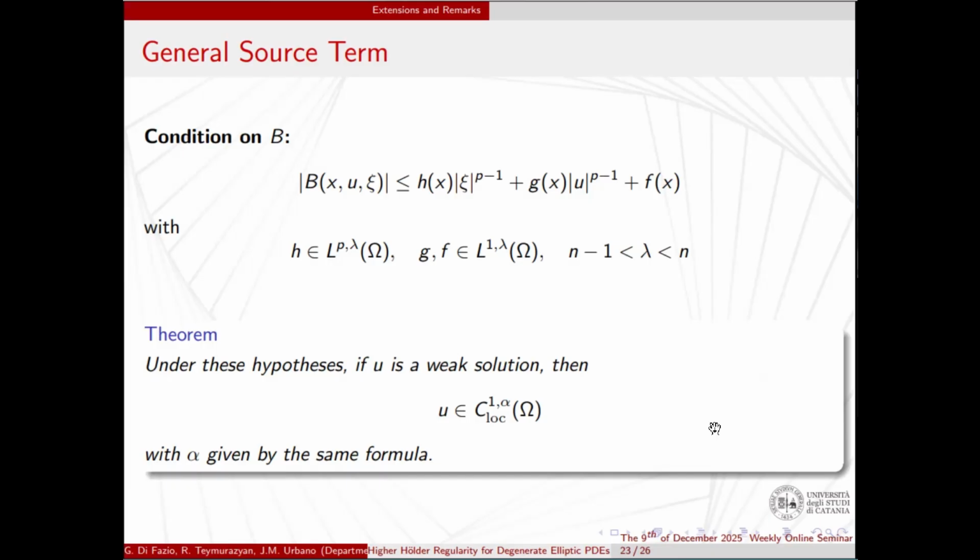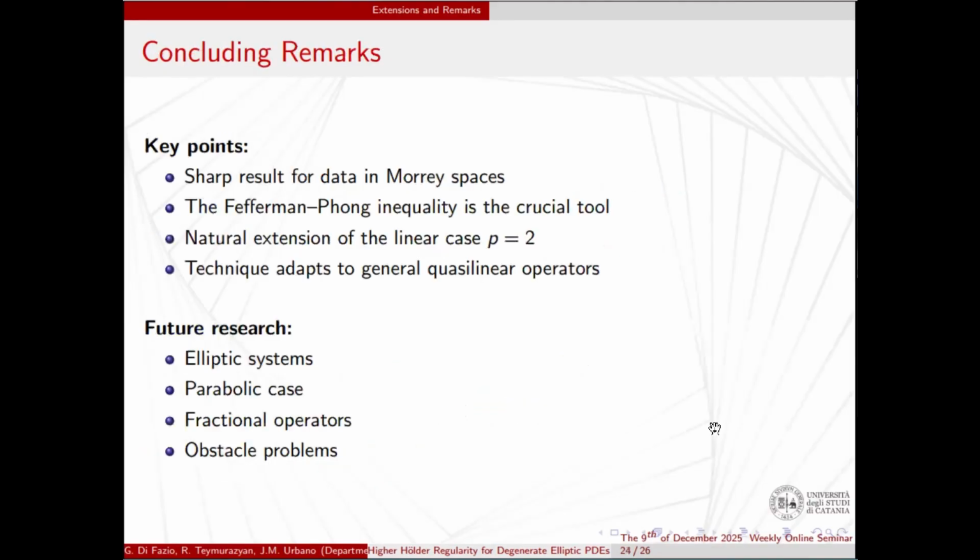Essentially working as before, the proof is the same, you get the same result, where of course the number alpha is a bit more complicated. And this is the result.